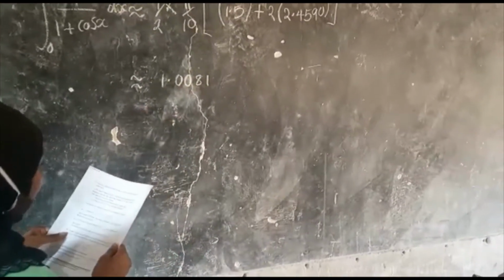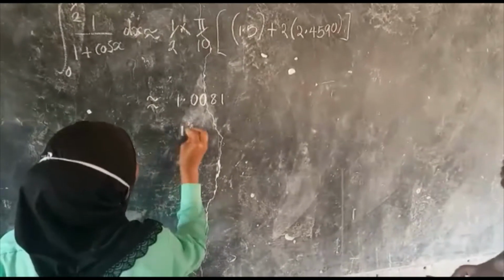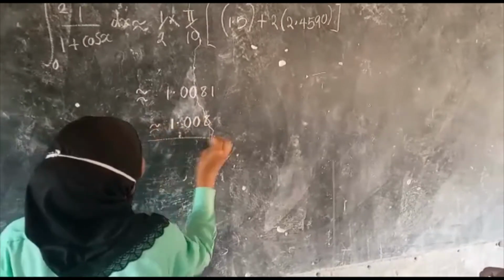Now, since the question told us to correct to 3 decimal places, our answer is going to be 1.008, and this is the approximate value.